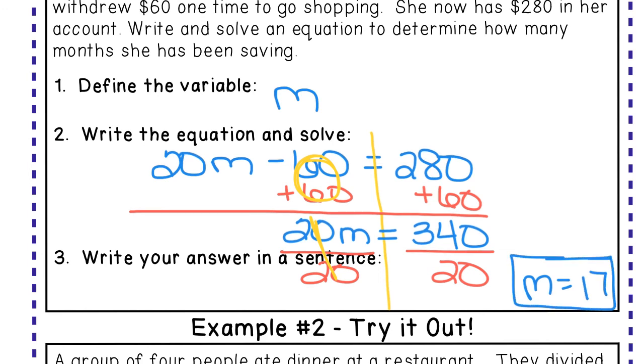Part 3 says to write an answer in a sentence. What does the 17 mean? The 17 stands for how many months she's been saving. So my sentence could read something like, Melanie has been saving $20 each month for 17 months. We just want to explain what the variable means.